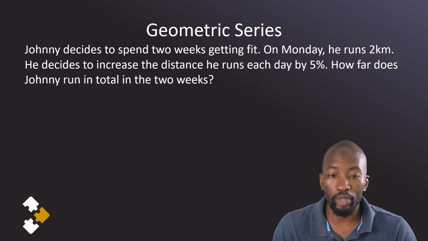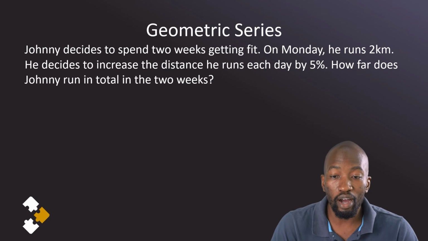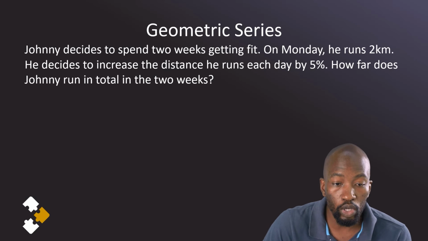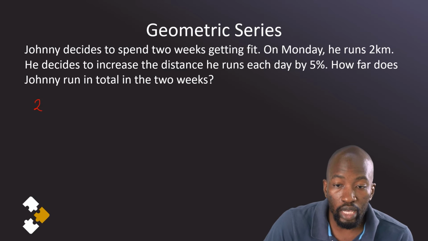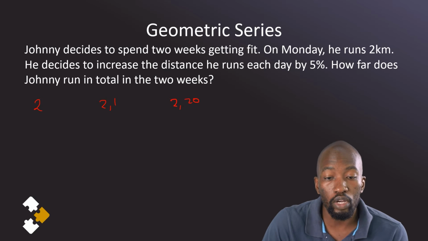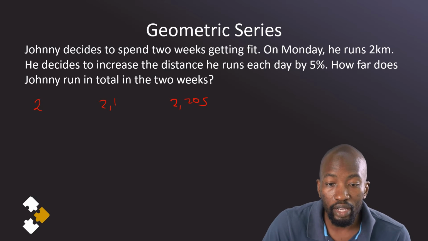Okay, let's look at the geometric series. Johnny decides to spend 2 weeks getting fit. On Monday, he runs 2 kilometers. He decides to increase the distance he runs each day by 5%. How far does Johnny run in total in the 2 weeks? So we need to find the first few terms. And I usually like to find the first 3. So we know that he runs 2 kilometers on the first day. Then on the second day, he would increase that by 5%. And that will give you 2.1. And on the third day, you'll increase the previous day by 5%. So this will give you 2.205.